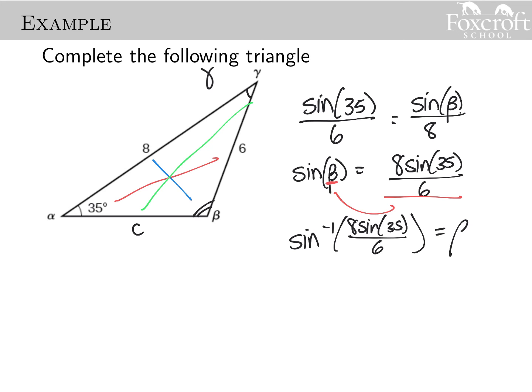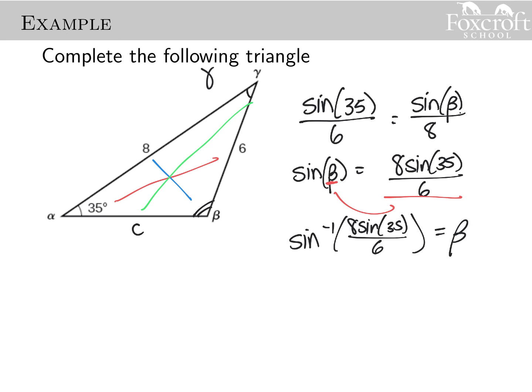And that's going to equal beta. So I can switch those two things in the parentheses and on the other side of the equal sign, as long as I switch the sign to inverse sine or arc sine. Again, remember those two things are the same. And that's what I type in my calculator. So I'm going to type in arc sine of 8 sine of 35 divided by 6.